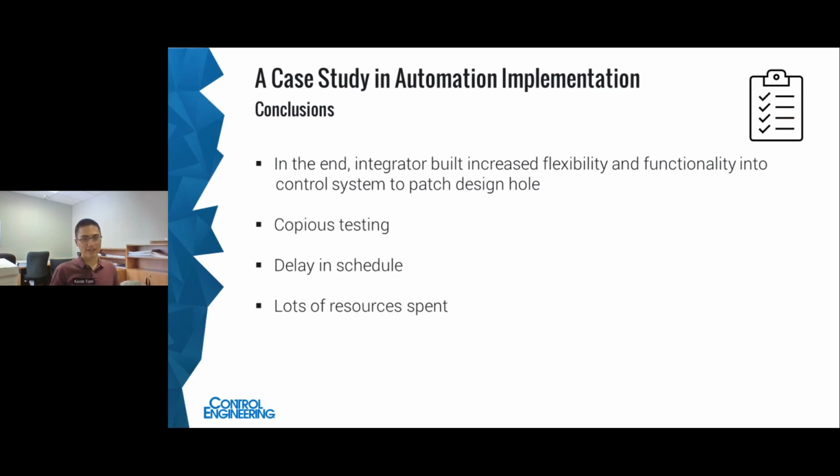So at the end of the project, I feel like we were able to build a lot of increased flexibility and functionality into the control system to patch around that design hole. But at what cost? It took a lot of testing, weeks and weeks of testing, to figure out all this data and to figure out what model worked best. And there were a lot of delays in schedule. We were the main focus of the whole project because we were holding everything up. And so things got pushed out a lot, and we spent a lot of resources, both engineering and management resources, as well as a lot of LN2.